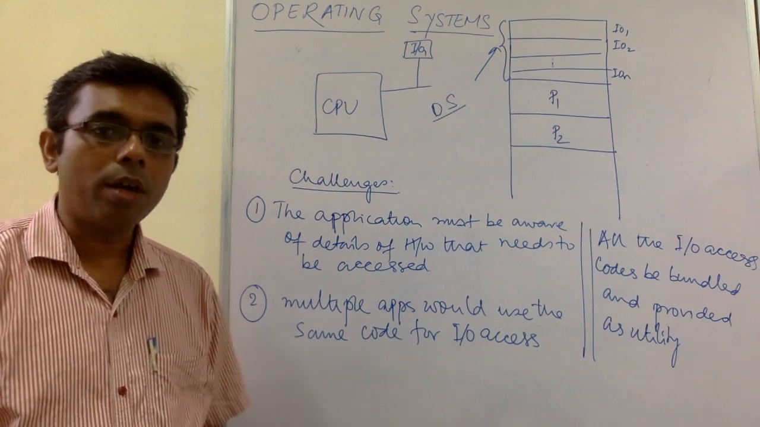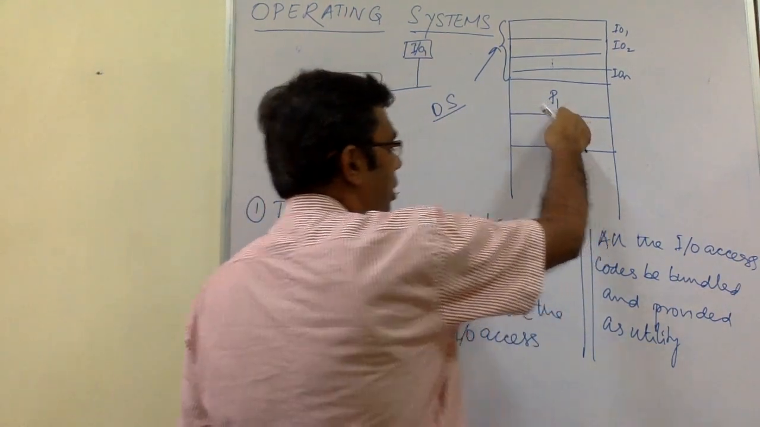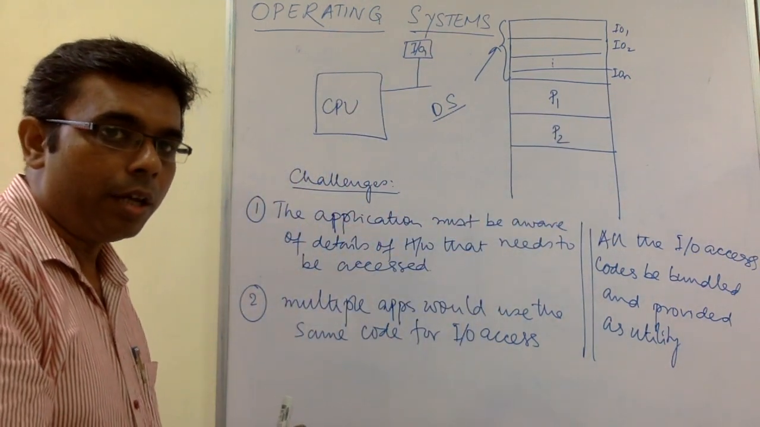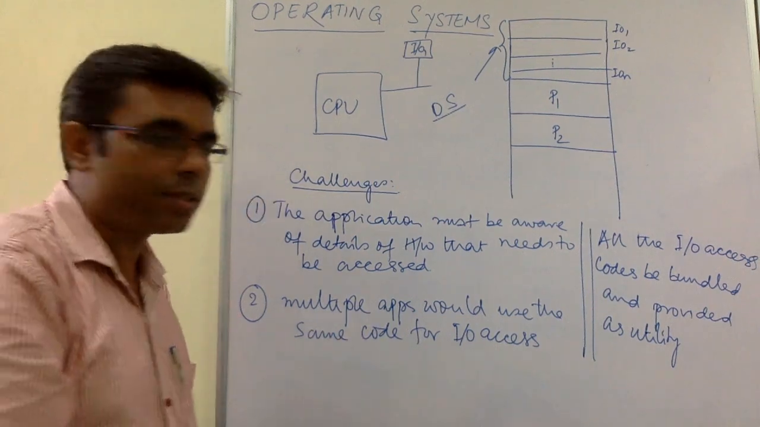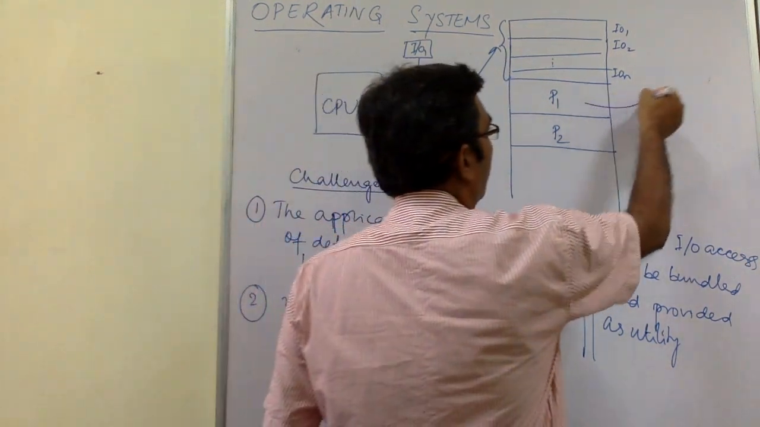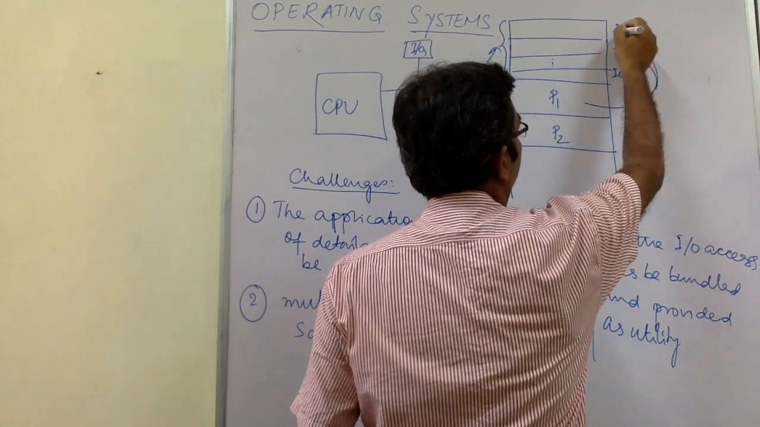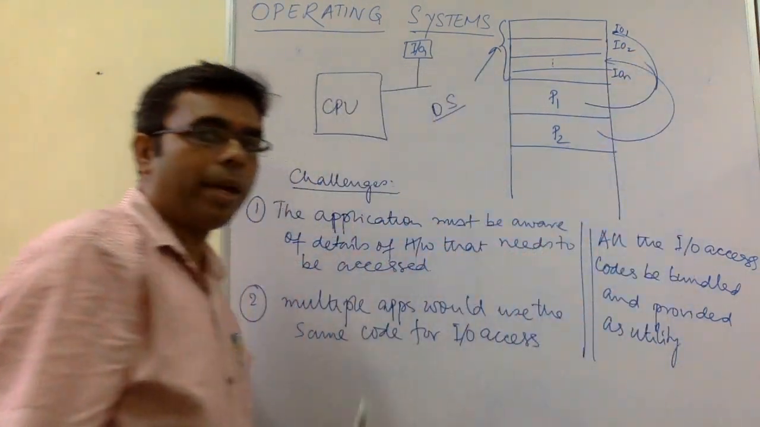Now, how will this work? Now, this will work in this way, that whenever a process P1 would need certain access of a particular device, instead of accessing it from its own space, it would get it from this bundle, right? Suppose it needs IO1, it gets it from here. P2 needs something else, it gets it from here. And in this way, it can execute.